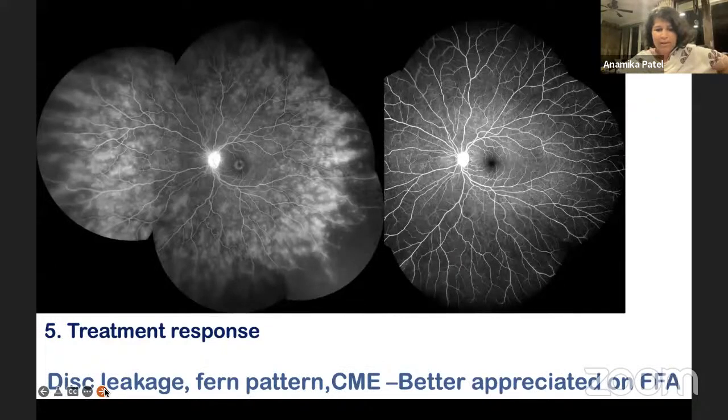This is the last point, about the treatment response. So this is my patient, a pediatric patient, I would say, who had presented with this picture. And here you can see how she had the hot disc, cystoid macular edema, and this beautiful fern-like pattern all over, and how over a period of time, everything got resolved. So this was done on FFA, picked up on FFA and not on ICG. Point being, the disc leak, fawning pattern, and CME, they all are better appreciated on FFA. So this guides me on my treatment and to recognize what I'm dealing with.